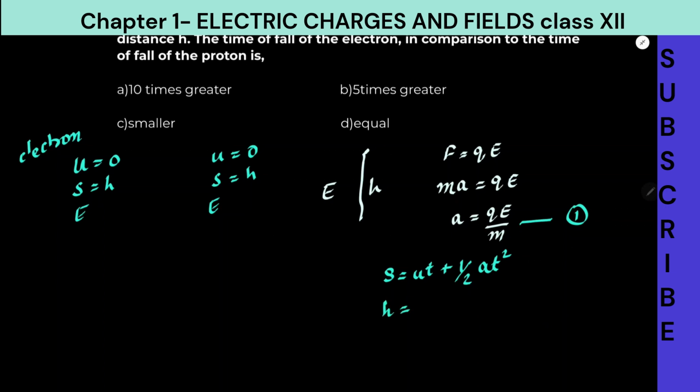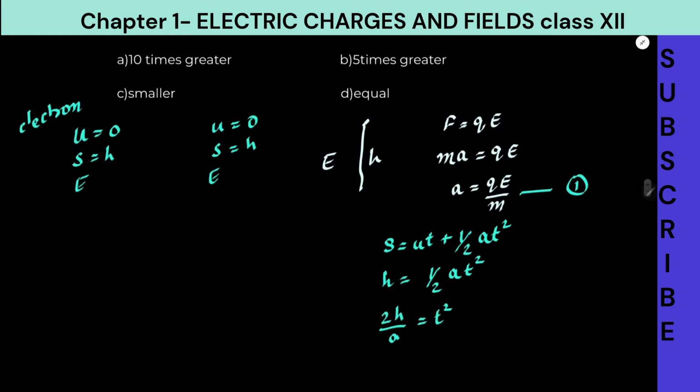So h will be equal to u is 0, plus half a t square. Let's take this a on the left hand side, so 2h upon a will be equal to t square. And from equation 1, let's substitute here a. So it will be 2h m upon QE, that will be equal to t square, right? And this implies that t will be equal to root under 2h m by QE.